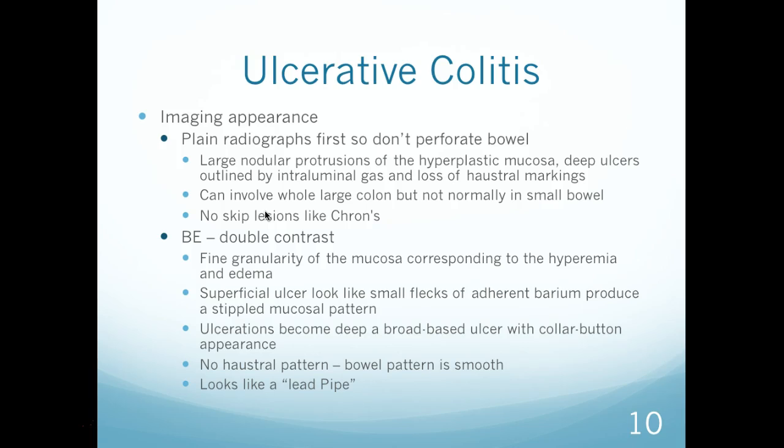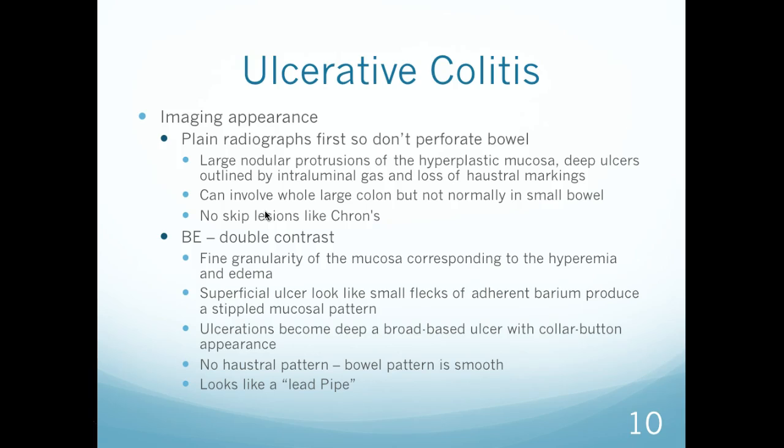Then the ulcerations become deep and broad-based, like a collar button on a shirt. So there'll be no haustral pattern. The bowel is smooth, and it looks like a lead pipe. So if you see that on a plain radiograph, you need to make sure that you're not going to perforate the bowel.